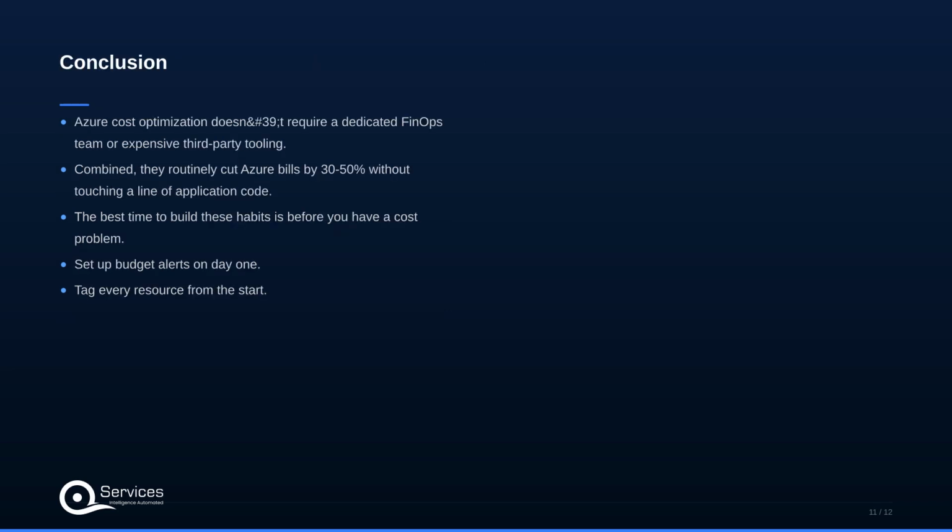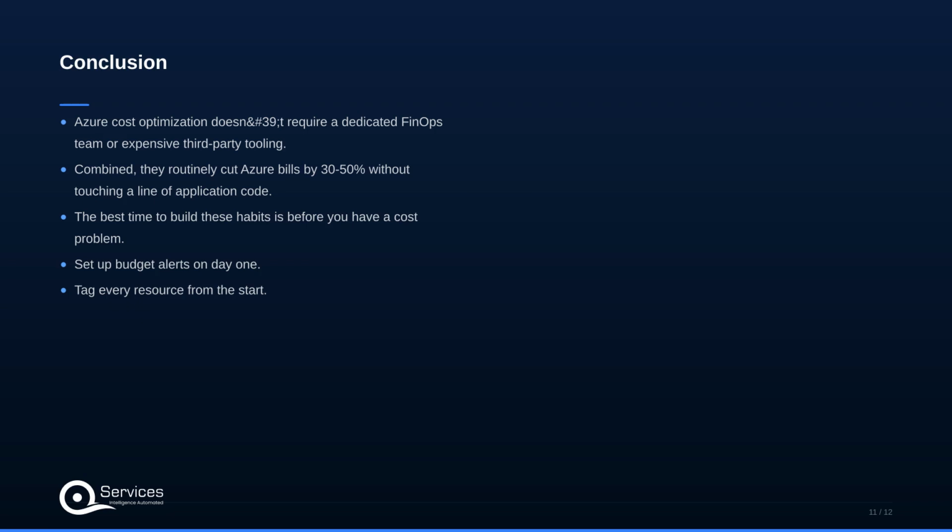Next up, let's talk about conclusion. Azure cost optimization doesn't require a dedicated FinOps team or expensive third-party tooling. The 6 strategies covered here are things any startup engineer can implement in a few hours. Combined, they routinely cut Azure bills by 30 to 50% without touching a line of application code.